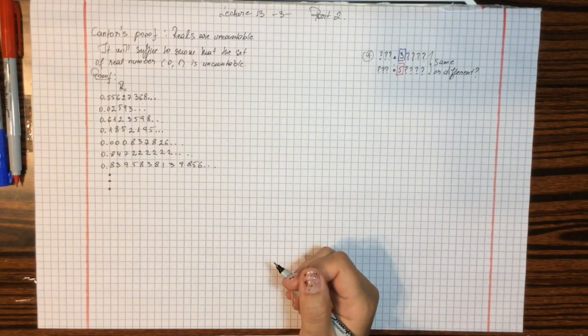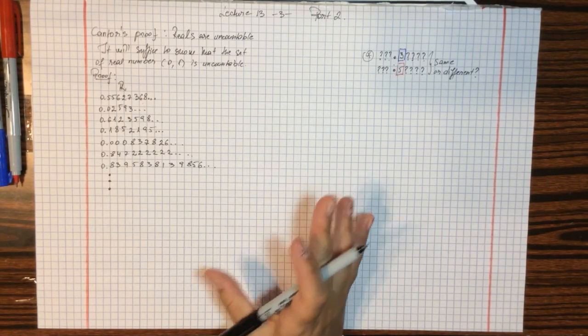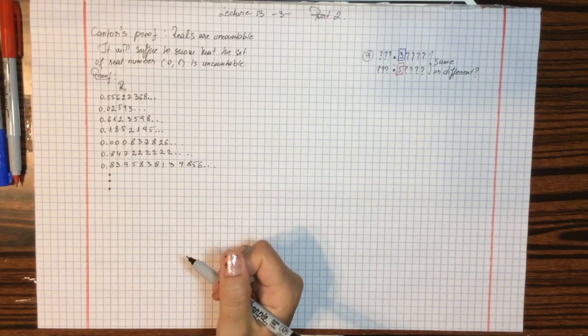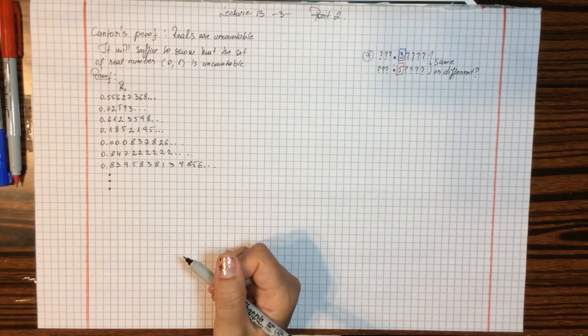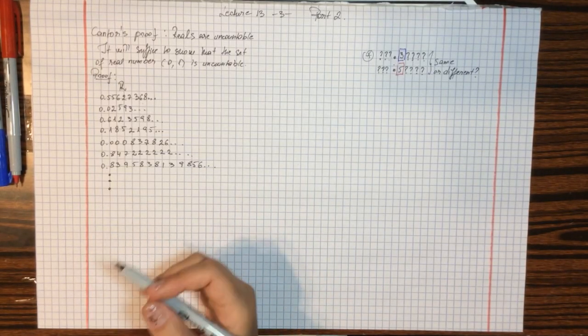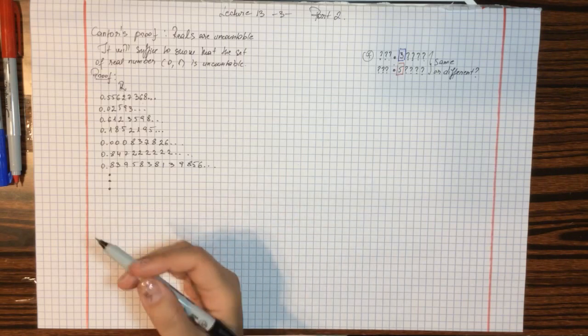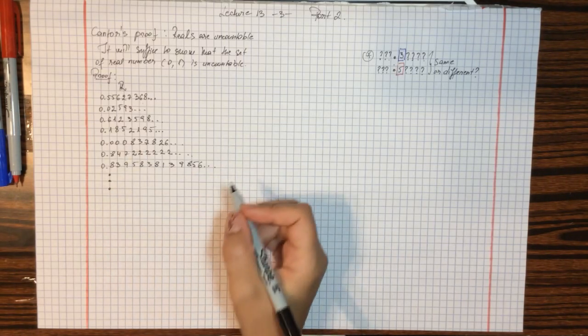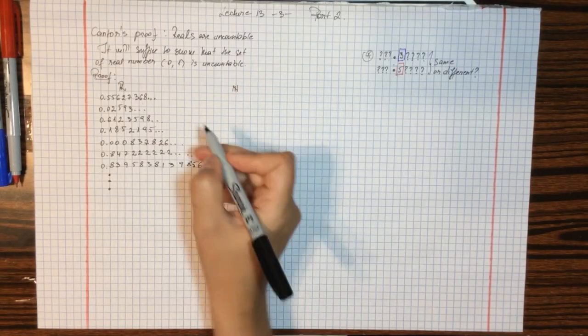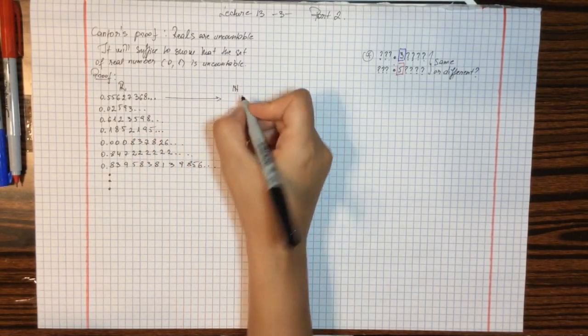All right, so let me assume that the list is complete, and I want to arrive at some sort of contradiction, and the contradiction will be that the list cannot possibly be complete. When I say complete, again, I mean in a sense that is countable. I can pair everything in that list with counting numbers. So here are the counting numbers. So I pair this number with number 1.